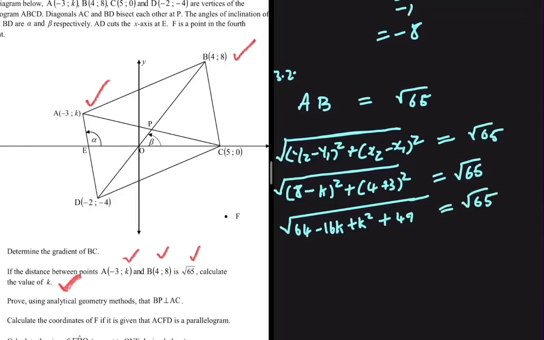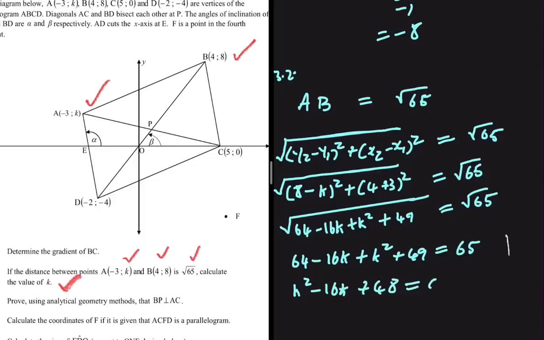So what can we do here? We can take square roots of both sides. If we do that, if we square both sides, we're going to have 64 minus 16k plus k squared plus 49 being equal to 65. If we take 64 to the right hand side, we're going to have 1, and then if we take that 1 back, then we're going to have 49 minus 1, which is 48. So we have k squared minus 16k plus 48 being equal to 0.